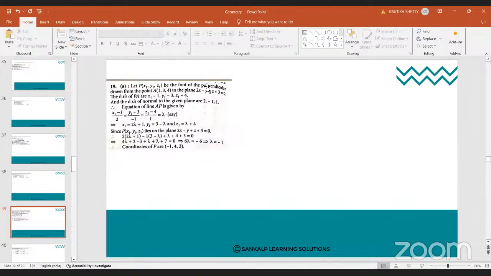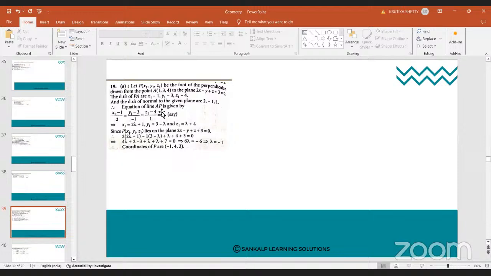Okay, so the foot of the perpendicular, we are considering it as (x1, y1, z1), drawn from the point A (1, 3, 4) to the plane 2x minus y plus z plus 3 equal to 0. Now see, the direction ratios of PA are x1 minus 1, y1 minus 3, z1 minus 4. And the direction ratios of the normal to the given plane are 2, minus 1 and 1.